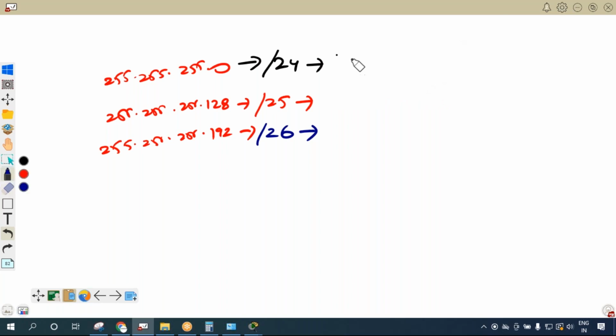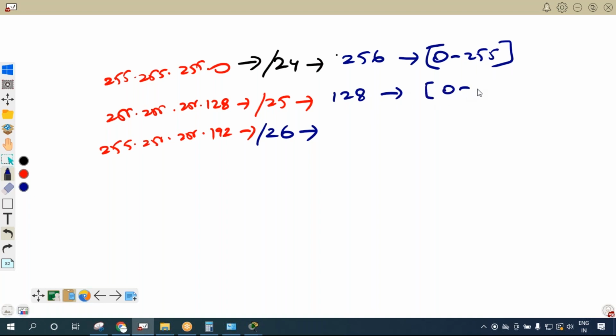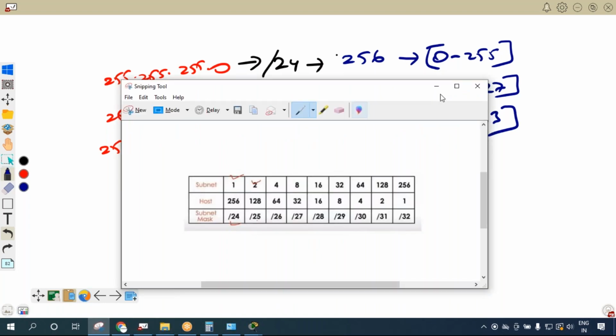So let's see. How many IPs? 256 IPs, 0 to 255. How many IPs? 128 IPs, 0 to 127. How many IPs? 64 IPs, 0 to 63. It will get reduced. The more you increase the network part, the number of IP addresses in each subnet will be reduced. It will go like this.